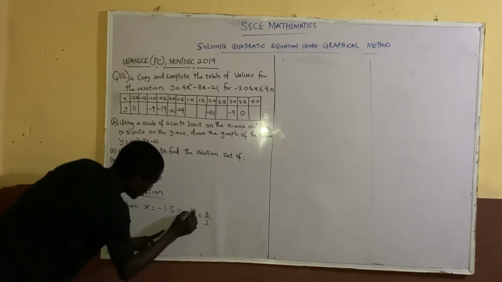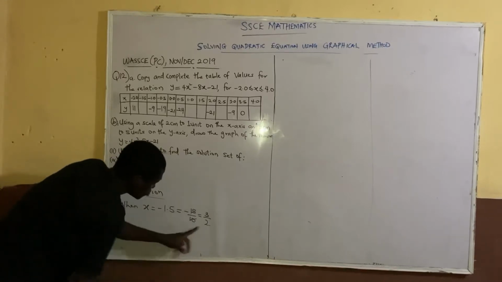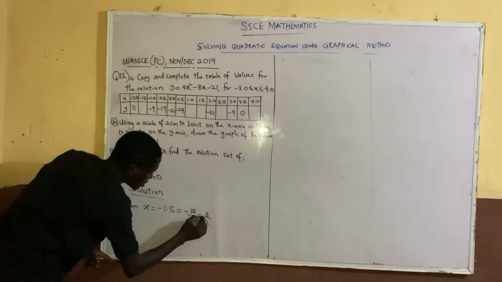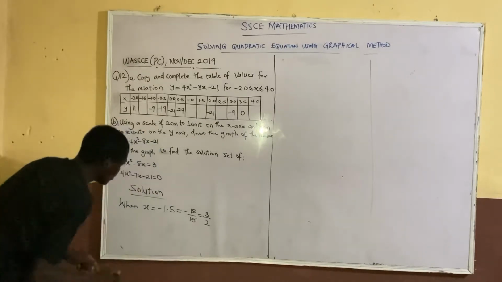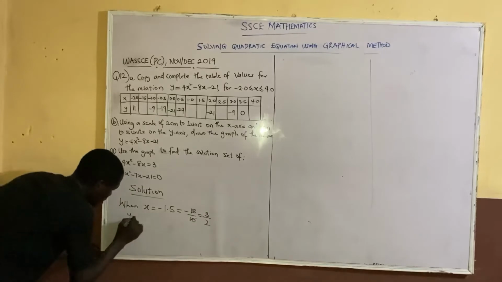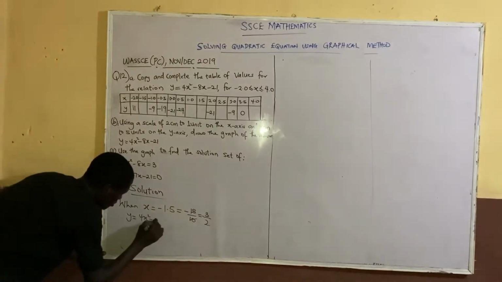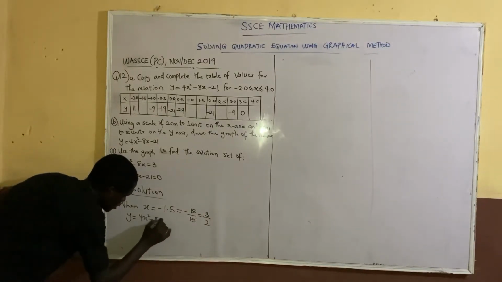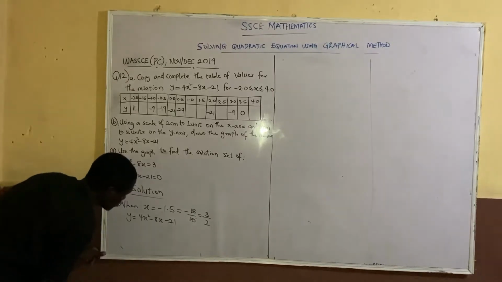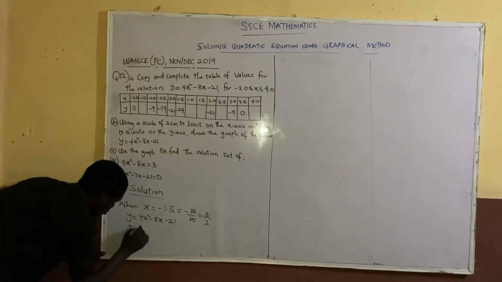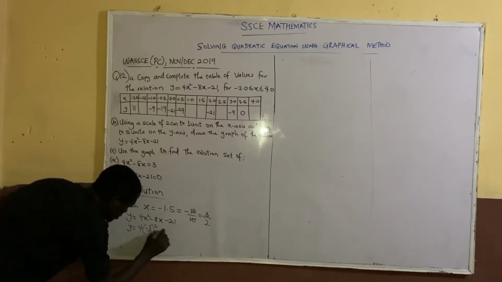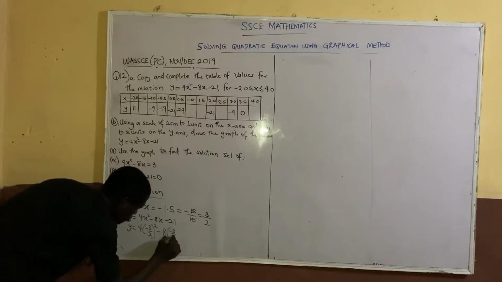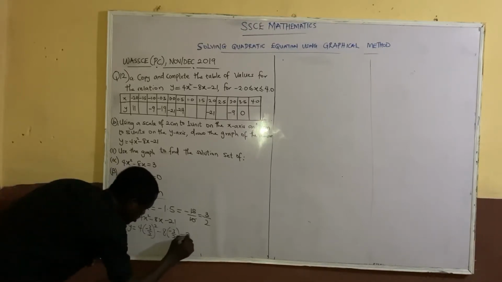How do I know that? 5 here, 3; 5 here, 2. So that's why we have minus 3 over 2. Now, if I put this inside 4x squared minus 8x minus 21, what do I have? So y is equal to 4 in bracket minus 3 over 2 all squared, minus 8 in bracket minus 3 over 2, minus 21.